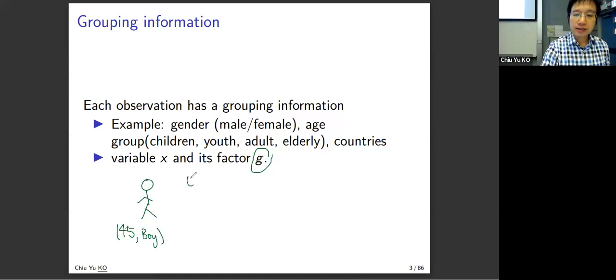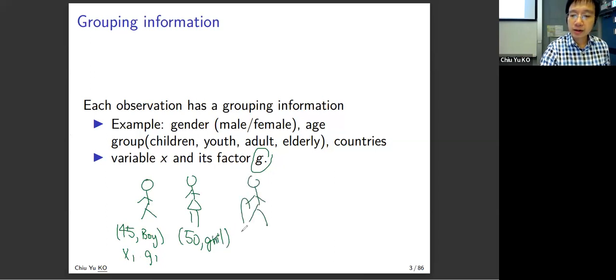And the second observation, it's G1 here. This is X1, right? A girl, she spent $50 for the food, and it's a girl. And the third one may be an old man, right? He spent $90 for lunch. It's an old man. So on and so forth.